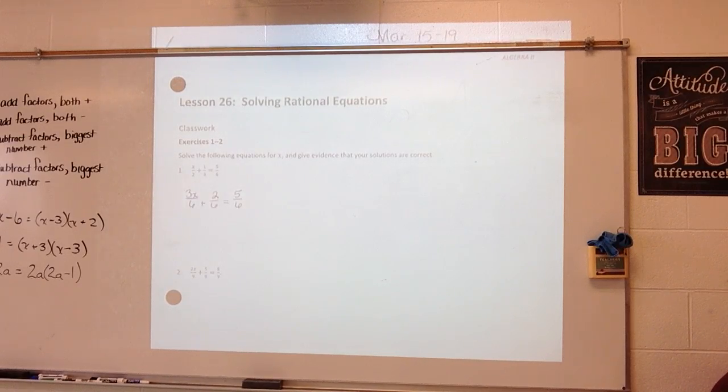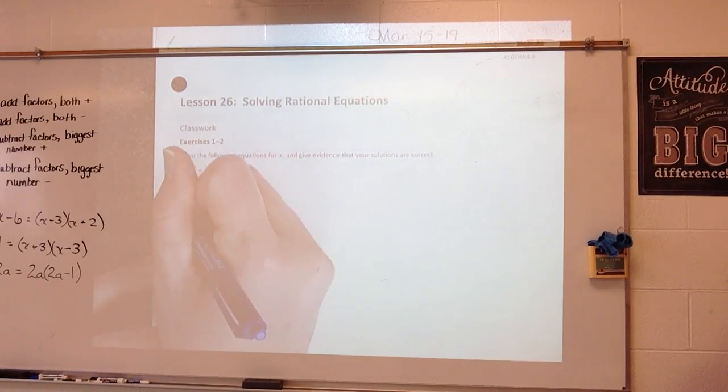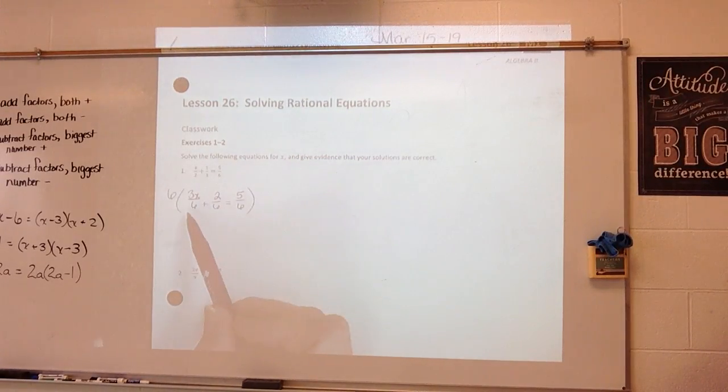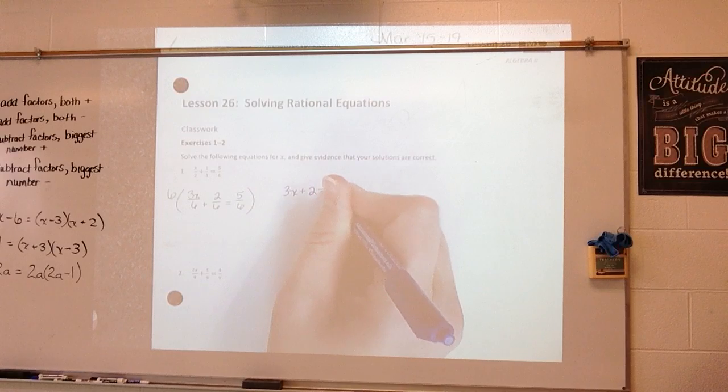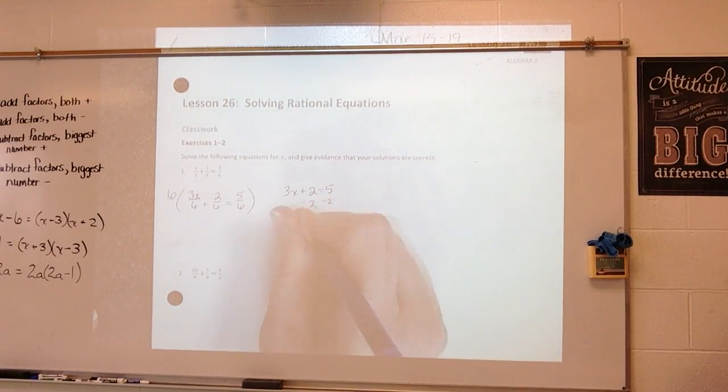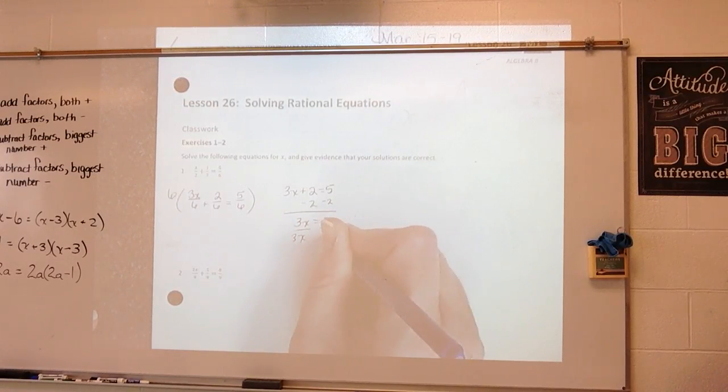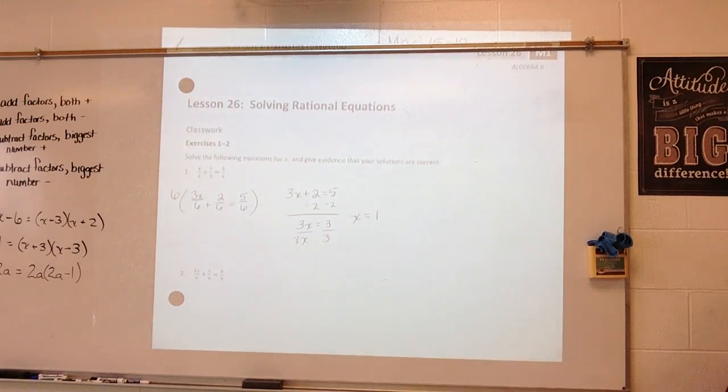Let's go ahead and look at this. If I multiply everything through by 6, my 6's cancel by division, because 6 divided by 6 is 1. So I end up with 3x plus 2 is equal to 5. Subtract 2. 3x is equal to 3. Divide by 3. X is equal to 1.